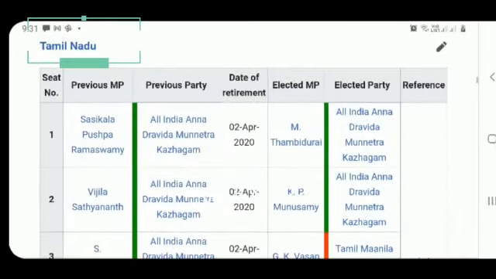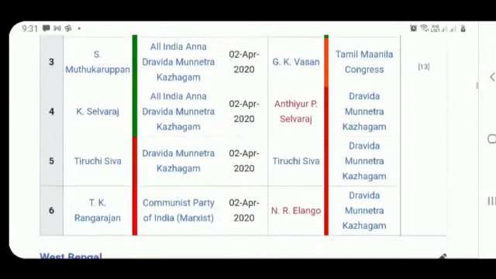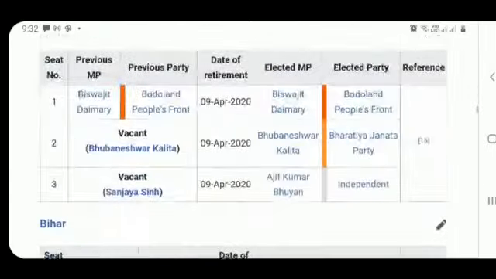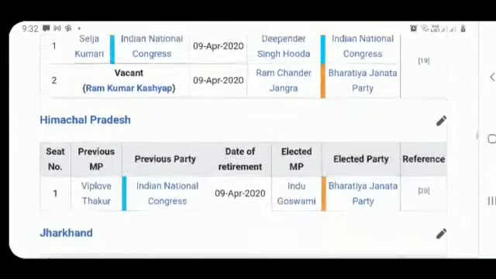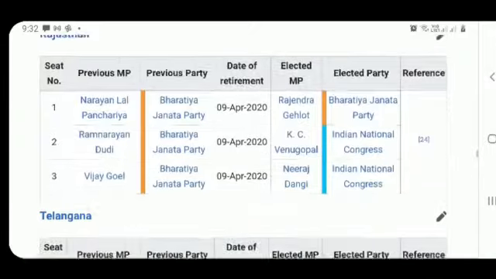Out of 18 representatives of Tamil Nadu, 6 retired on 2nd of April 2020. Similarly, many members retired in April from various states, including Maharashtra, Odisha, West Bengal, Andhra Pradesh and Assam. Thus, for filling the seats of these retired members, elections were conducted in April 2020 in the respective states.